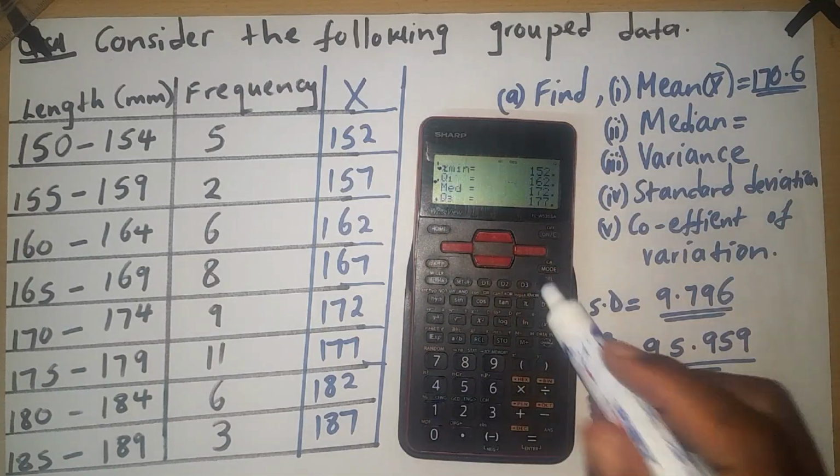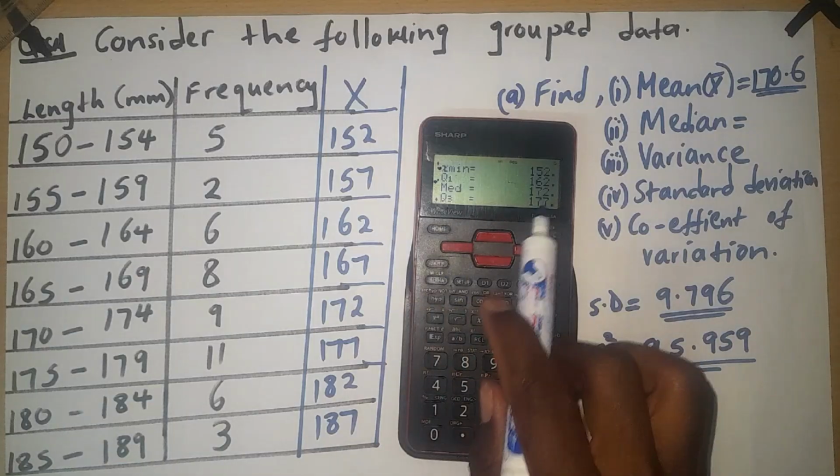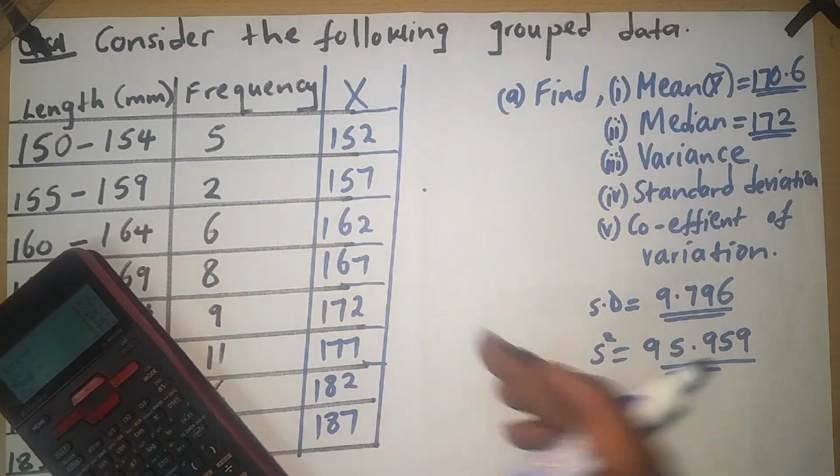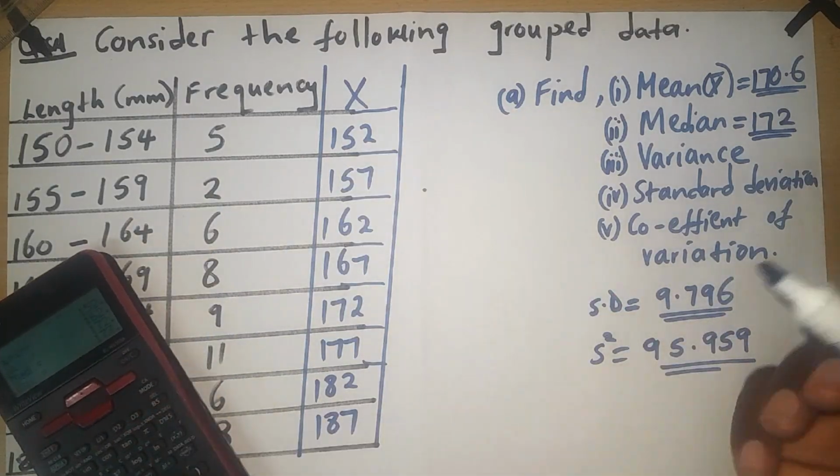So let us check for our median. Our median here is shown as 172. So after that, we are done with this one. Lastly, we have the coefficient of variation.